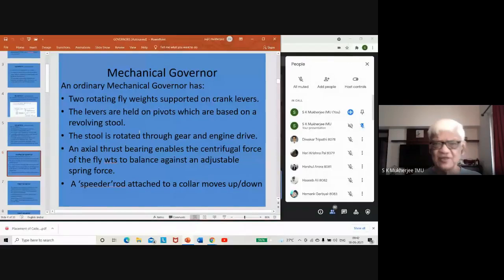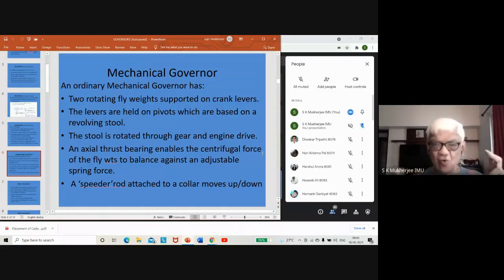I'll give you a diagram just now. It becomes clearer if you see a diagram. The stool is rotated through gear and the engine drive. An axial thrust bearing enables the centrifugal force of the flyweight to balance against an adjustable spring force. Now, if you see the crank angle of the flyweight, when the flyweights move outwards due to centrifugal force, it pushes up the bottom portion of the crank. And this again is counterbalanced by a spring force. In between, you have a connection with the fuel control lever.